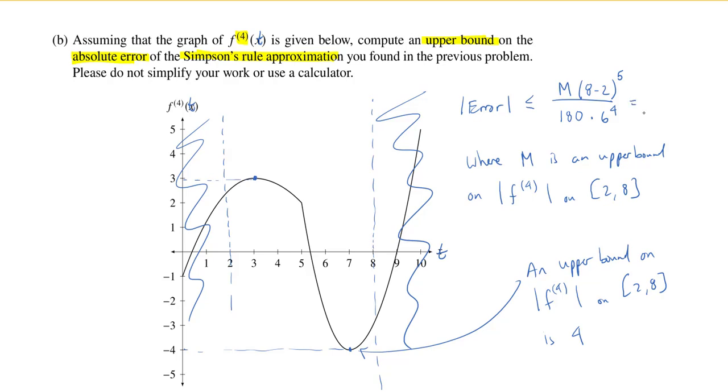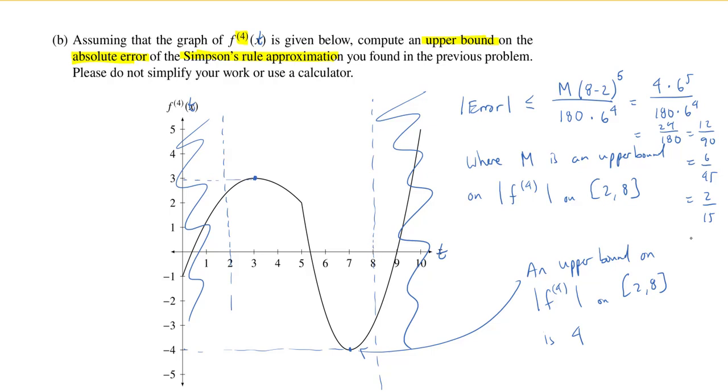So what that means up here is that M is going to be 4, 8 minus 2 to the 5th, that's going to be 6 to the 5th power. We divide by 180 times 6 to the 4th power, and well, what do you know? The 6's cancel. So that's going to be 24 on top and 180 on the bottom. Now, all the things I'm doing here are violating what it says not to do in the problem, but I just can't help myself. Oh, 12 over 90, 6 over 45, divide by 3, I get 2 over 15. Okay, there we go. So the error is bounded by 2/15.